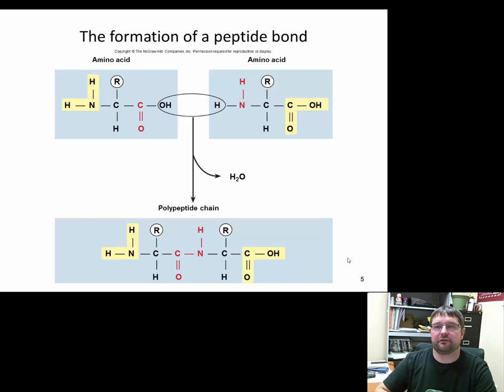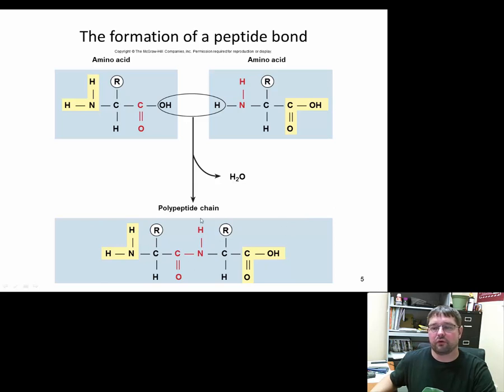So here you can see how that peptide bond is formed. You can see we have an amino acid over here with a hydrogen bound to a nitrogen, an amino acid over here with a hydroxide bound to a carbon, and this comes together. Energy is supplied to make this bond work, but water is removed. It's called a dehydration reaction, and you get a carbon-nitrogen bond, or a peptide bond, and this forms a polypeptide chain.